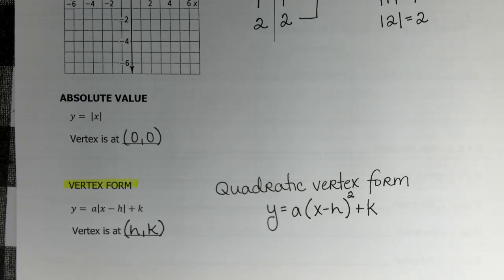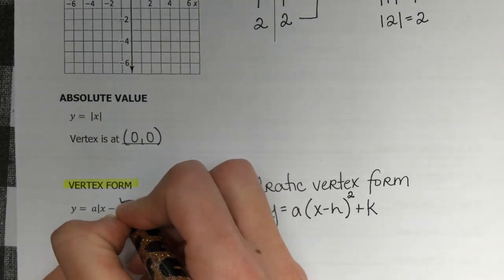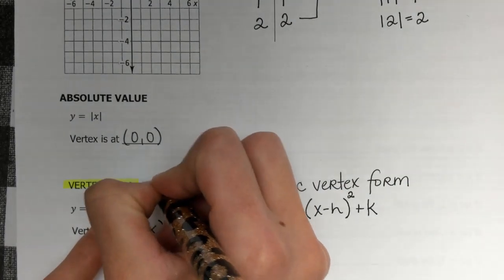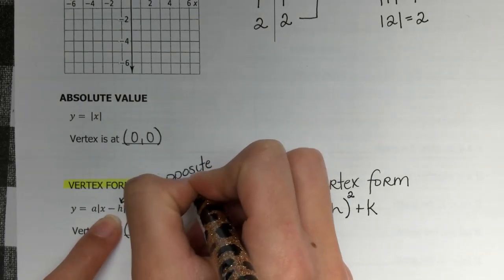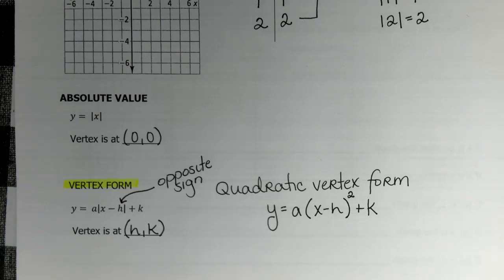Okay? Now, if you look at what's happening in your formula, h has a minus already in it. So when you're looking at your equation, it is the opposite sign of what is already there. Okay? K is as is, that's the y value of your vertex. The x value of your vertex, h, is just the opposite of. You're going to learn every single time we do a transformation, x is always the opposite of what it looks like. Okay?